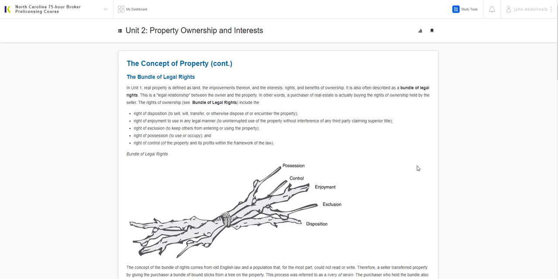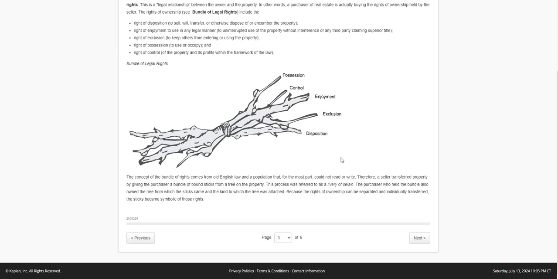And then you have a right of possession. Right of possession is very nice because it means you can use or occupy it in any way you see fit to. And then right of control. You have profits that you want. Okay, so that's what we have right here.